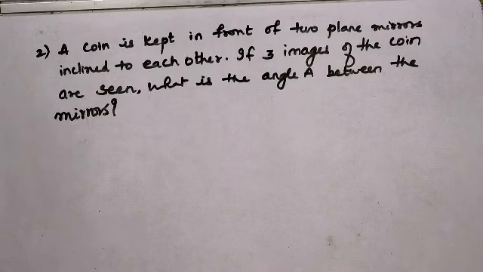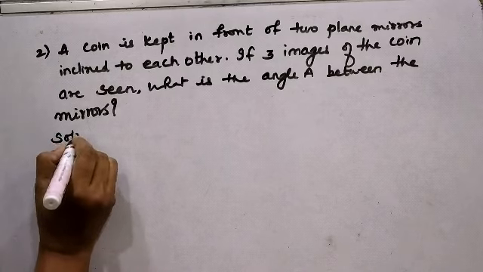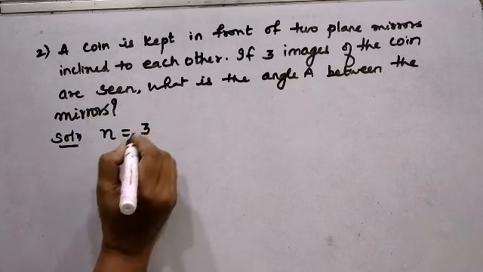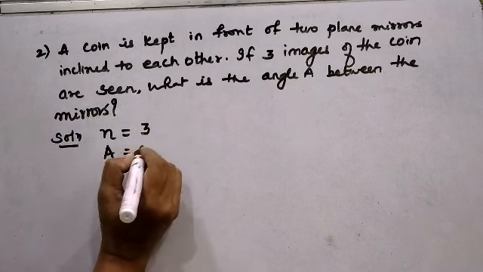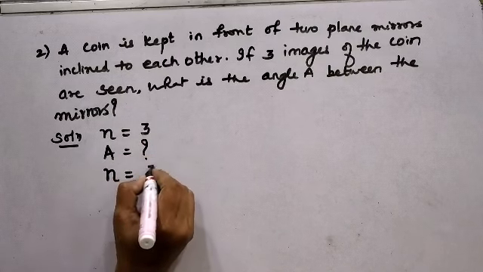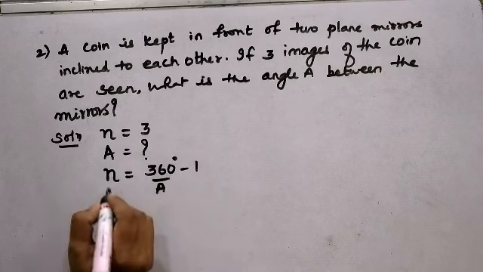Question number 2. A coin is kept in front of two plane mirrors which are inclined to each other. 3 images of the coin are seen. So N is equal to 3. What is the angle formed between the two mirrors? So A is equal to question mark. So what is the formula for number of images? N is equal to 360 degree upon A minus 1.